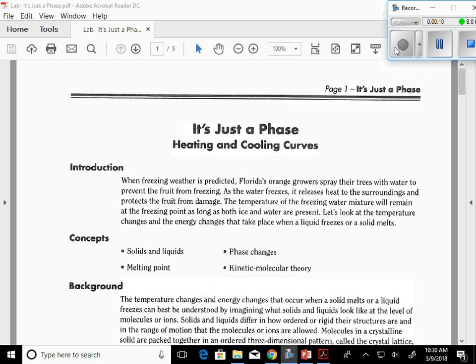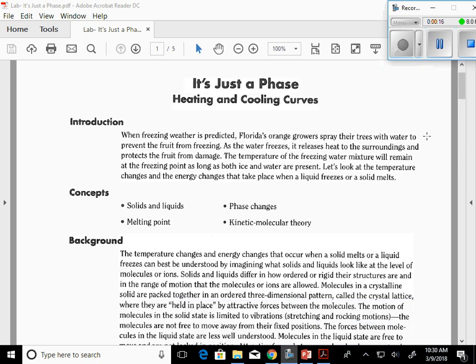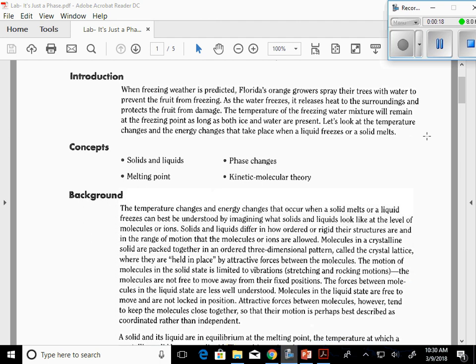You can go ahead and read the introduction, some interesting information about Florida orange growers, but we're going to talk about the background information down here. Solids and liquids differ in how ordered or rigid their structures are, and they also differ in the range of motions that the molecules or ions are allowed. Molecules are in different amounts of motion: less motion in a solid, more motion in a liquid.